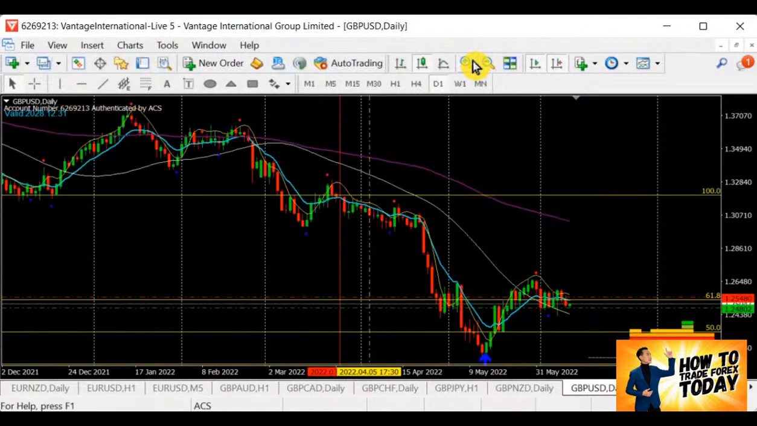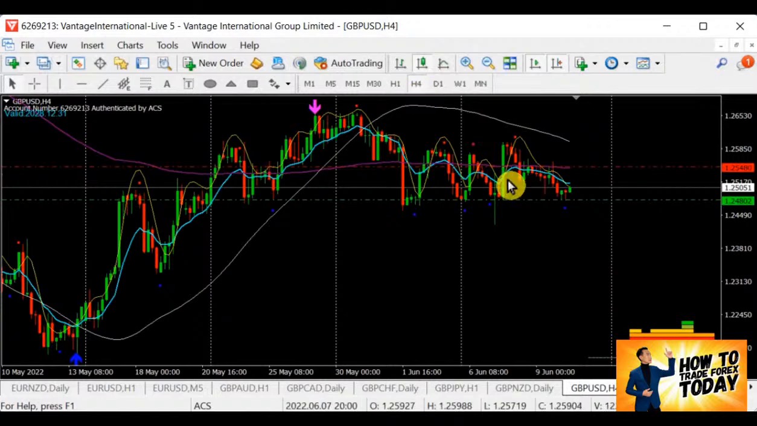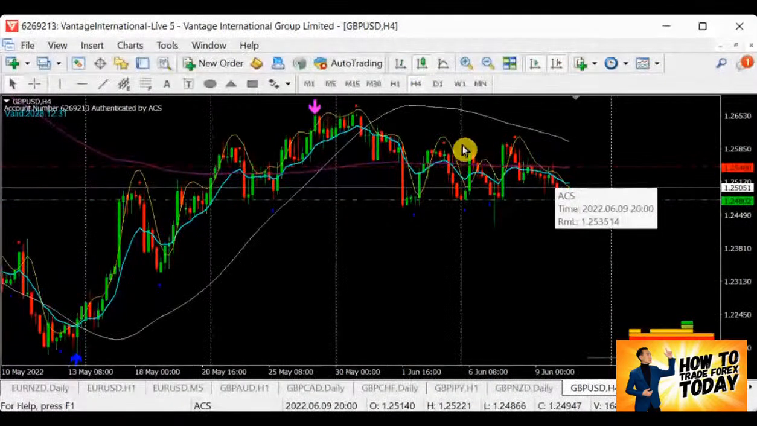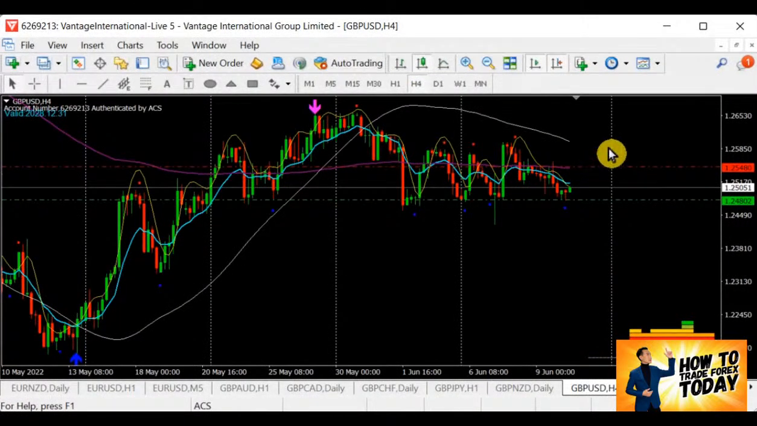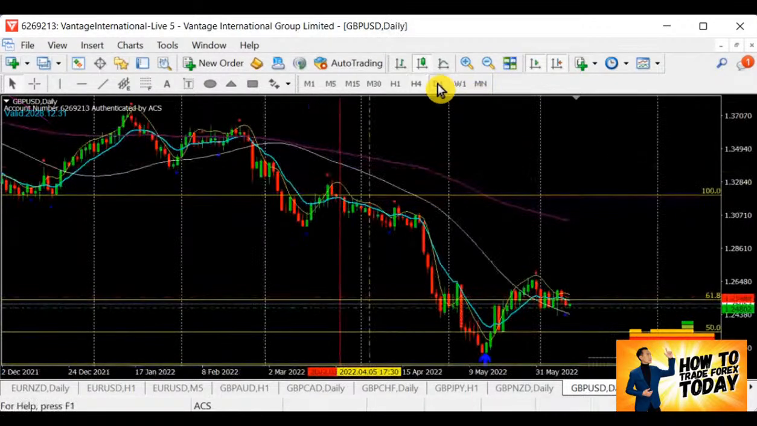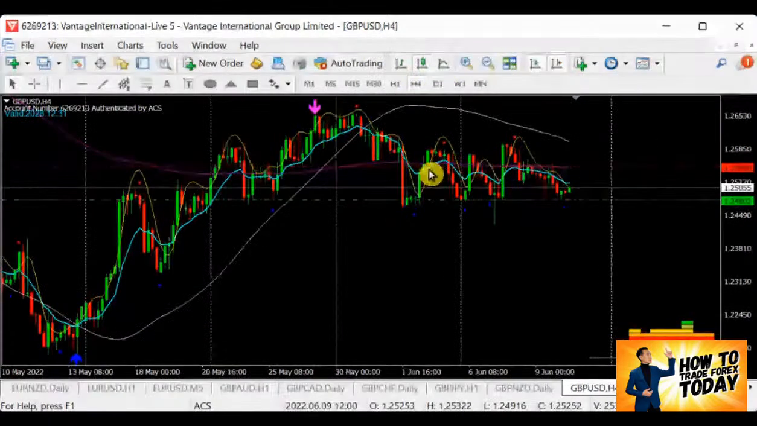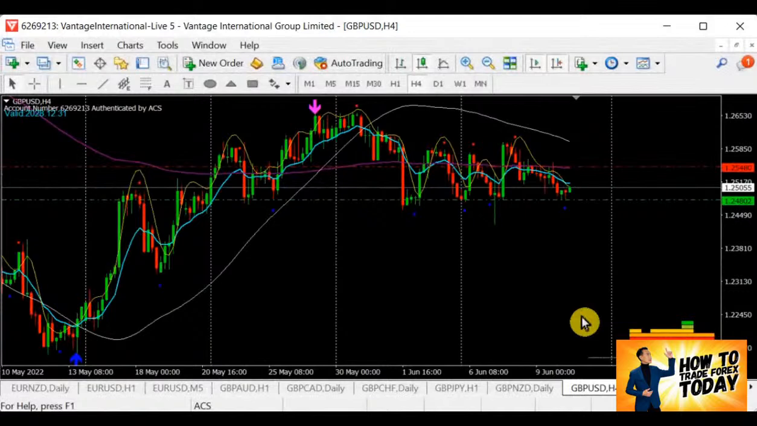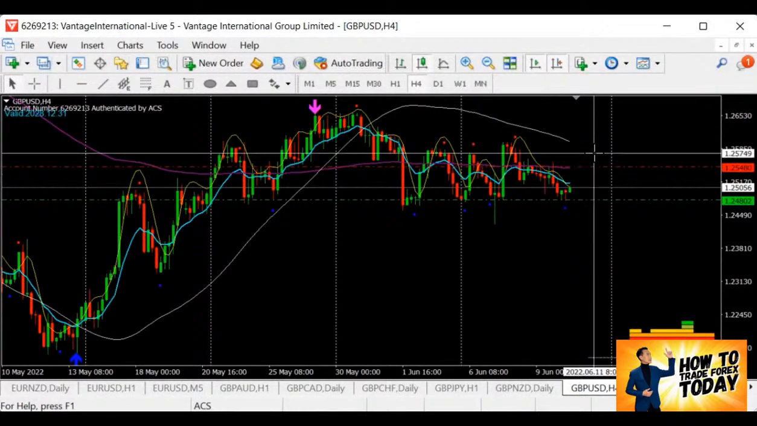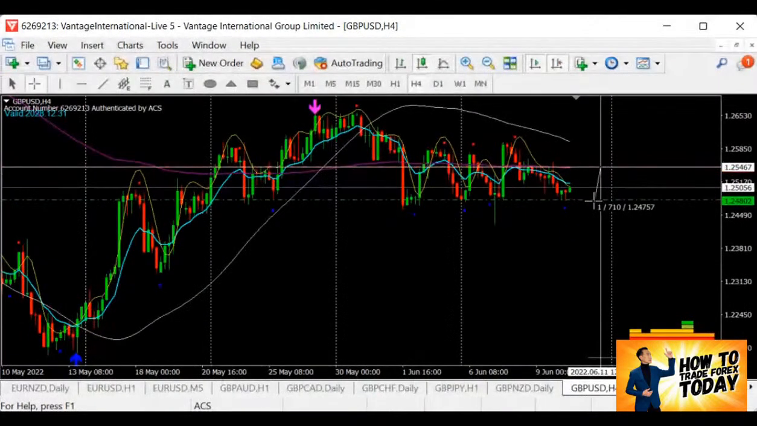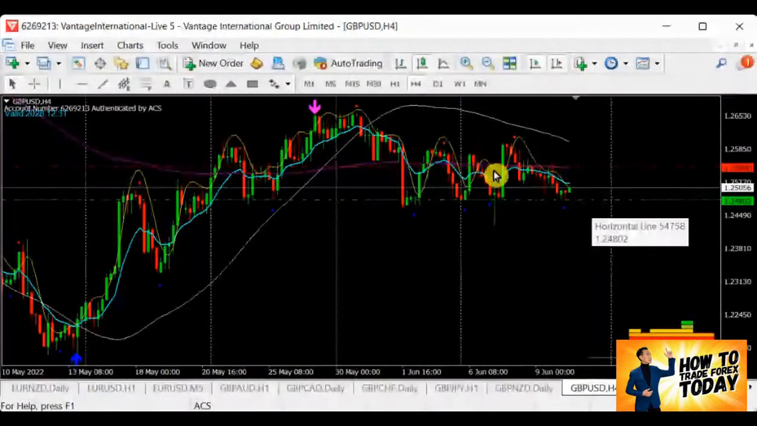It seems like this support is not breaking, and we are still moving towards the north. We are moving towards the resistance right now. Okay, so pound dollar, in terms of the trend, it's actually looking good, provided it must break this zone. It must break the zone here, then it will have a good profitable space. If not, then we will be trading around this resistance to the support, which is about 70 pips.